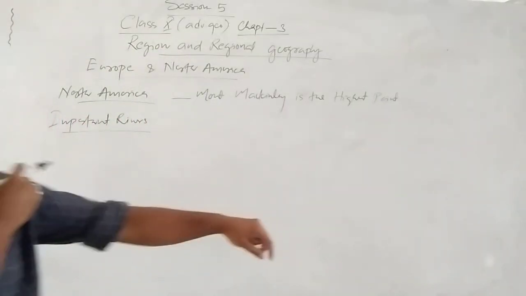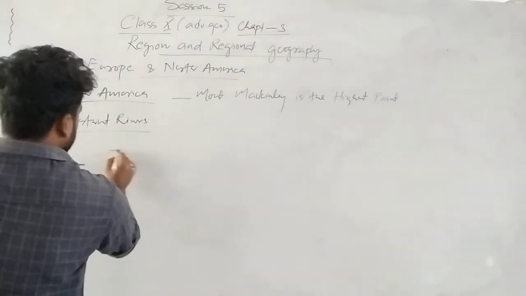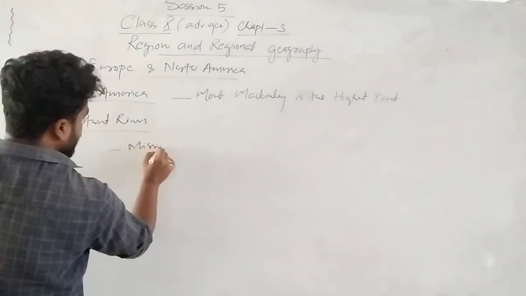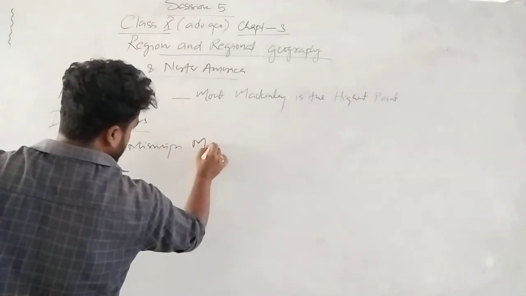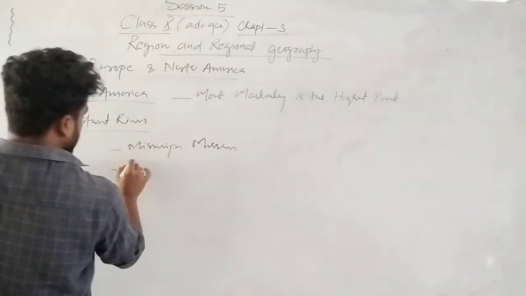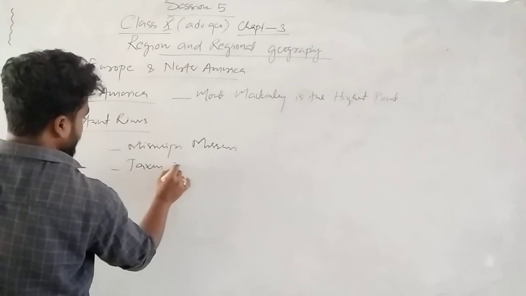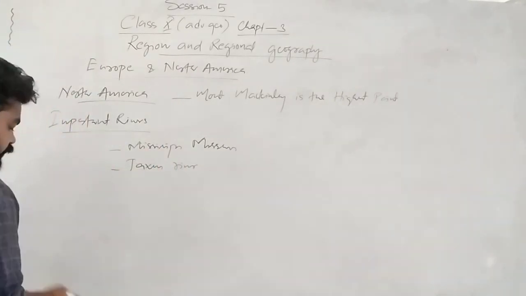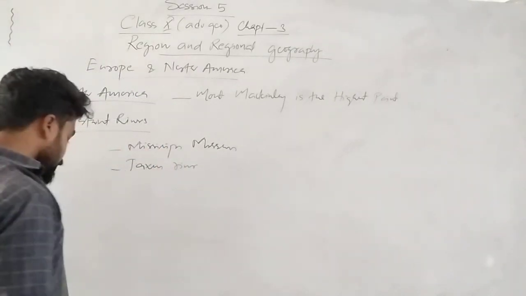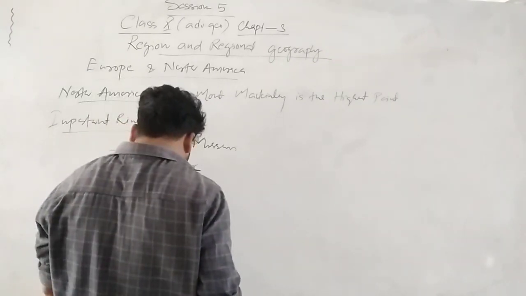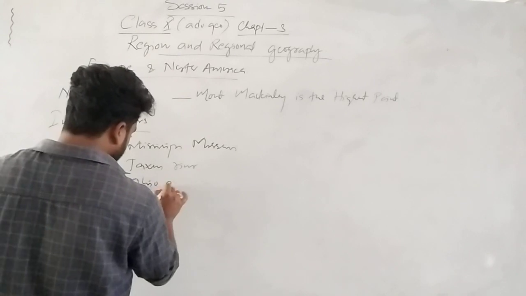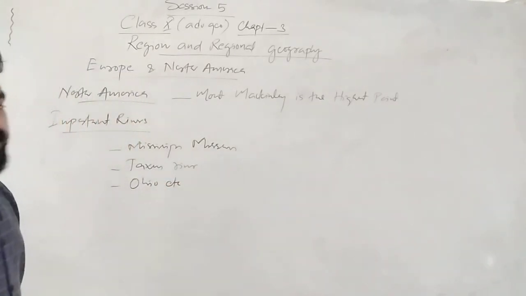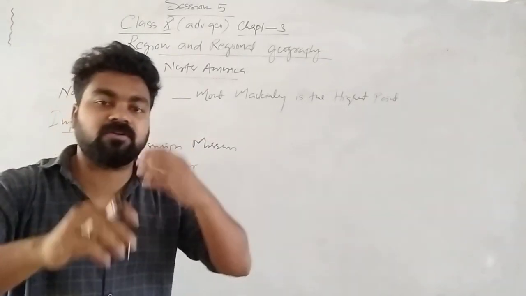Regarding important rivers, what are the different important rivers? We will see. Number 1 is the Mississippi, Missouri Basin, Texas River. There are not so many rivers, are there, simple. Then Ohio, etc. So the Appalachian Highland region is actually developed in transport and communication.